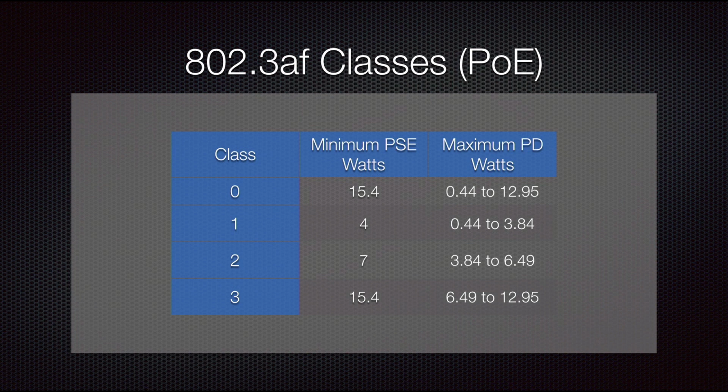If it's class 0, it sends the full 15.4 watts, okay? Now, the end device, the camera for example, really only needs to be guaranteed basically 13 watts. But the switch is going to be sending out 15.4, because there's always some line loss. So if it's class 0, it's 15.4 watts. If it's class 1, it's 4 watts. If it's class 2, it's 7 watts. And class 3 is, again, 15.4. Those are the different classes.